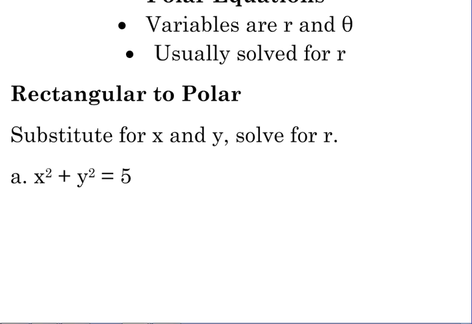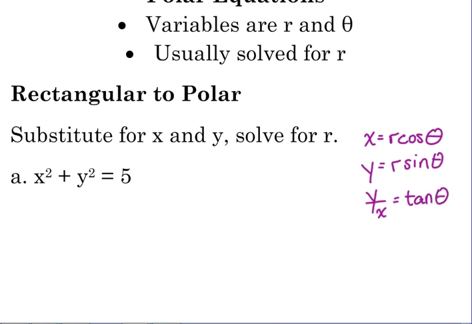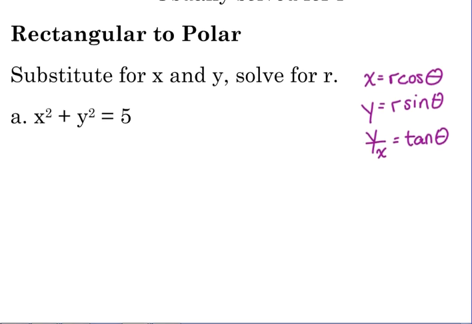We need to substitute for x and y. We've got to get rid of the x and y. We've got to put those in terms of r and theta. So let's go back to those relationships we learned yesterday, that x is equal to r cosine of theta, and that y is equal to r sine of theta. And somewhere along the line, we might need y over x equals the tangent. So just rewrite down those relationships there. And let's use the ones for x and y.